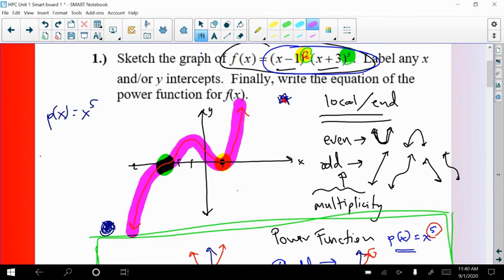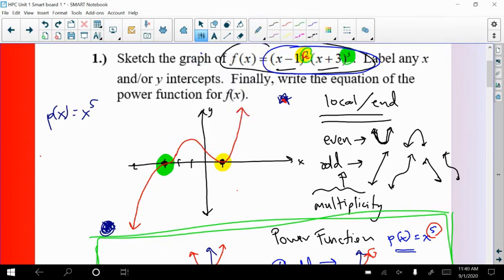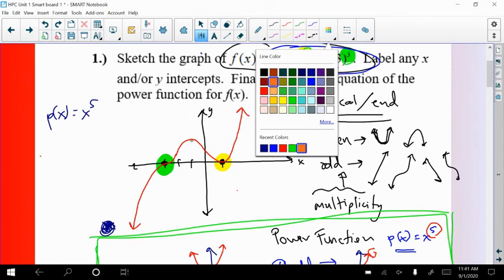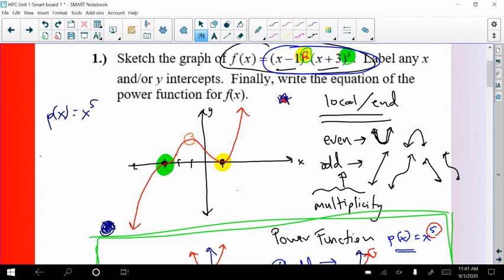Okay, it's just a sketch, and there's some details that we don't know, and that's okay. Like for example, I don't know the peak. I don't know how high that is, and that's okay, right? I don't have to know that. I don't know where this starts to transition from opening up to opening down, and that's okay.